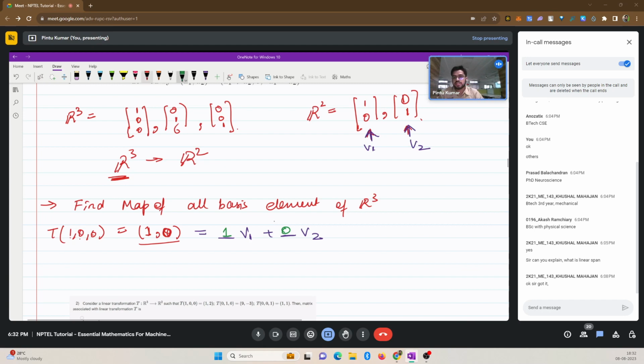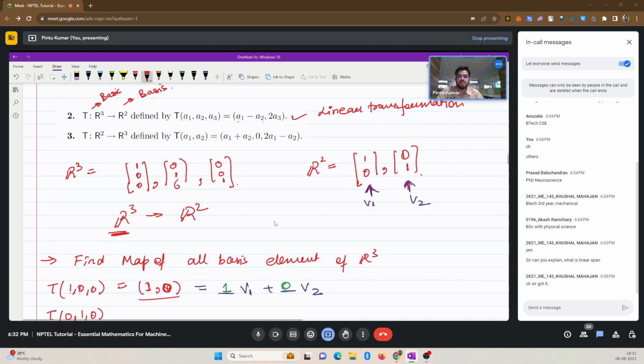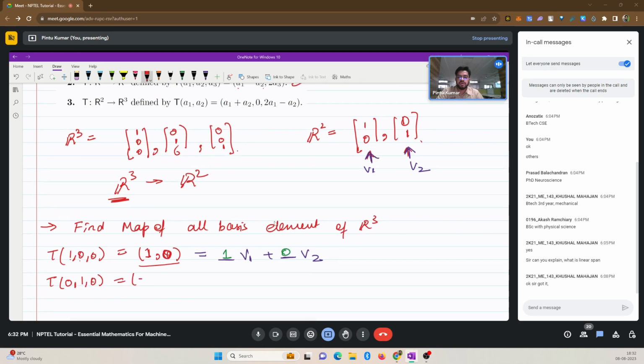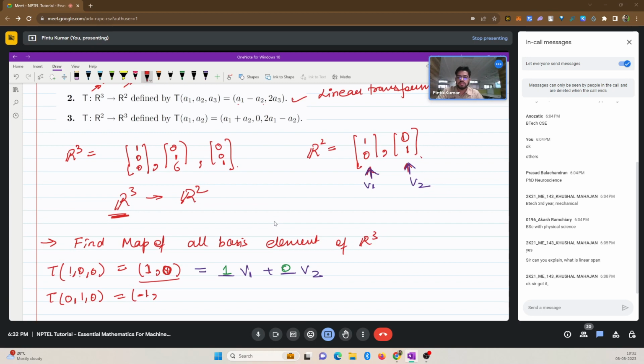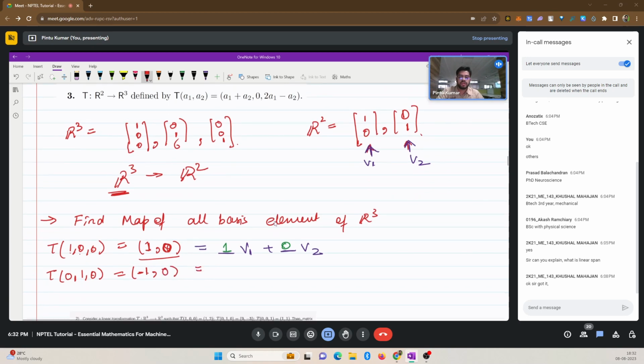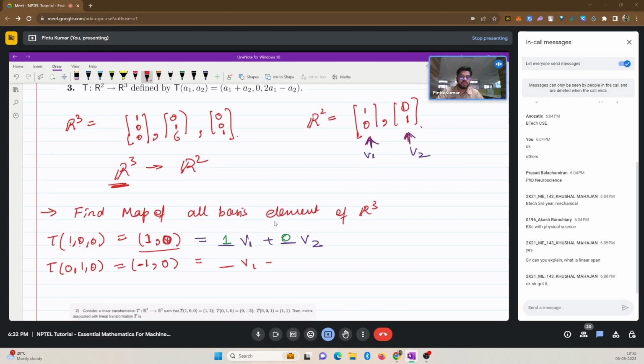Now let's find the map of the other elements also. This is (0, 1, 0). This is A1 minus A2, so this is minus 1, and again 2A3, so it's 0. Again, we can write it as a linear combination of V1 and V2. We obtain minus 1 times V1 and 0 times V2.